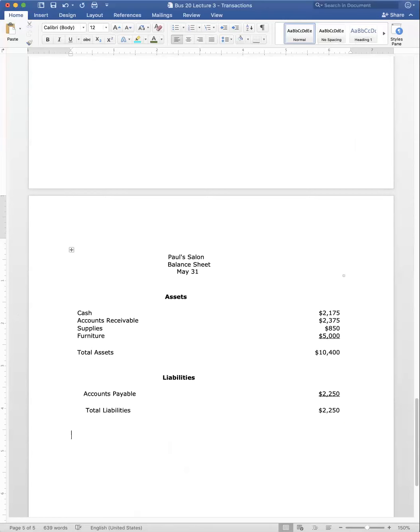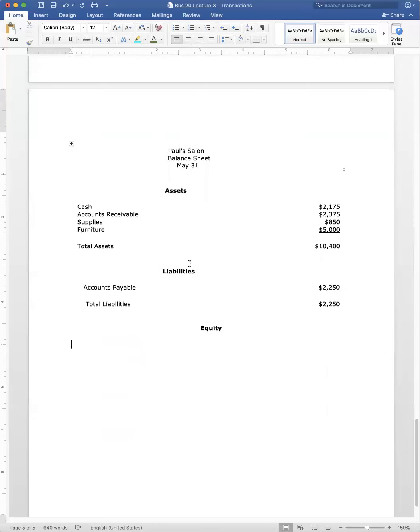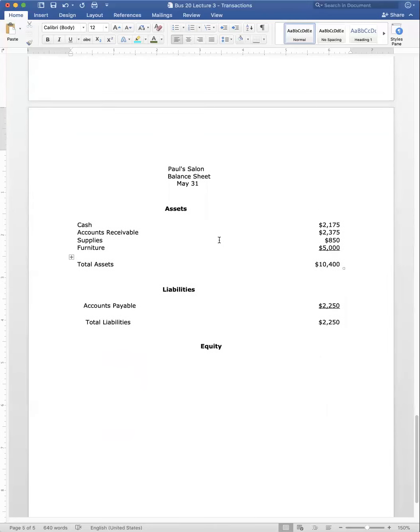All right, one last section for our balance sheet, and that is equity. Somehow I just can't make that even. I tried. Okay. Unfortunately, in these lectures, you are going to notice a little bit of a technological issue. Doing my best. Okay, so what's in equity?